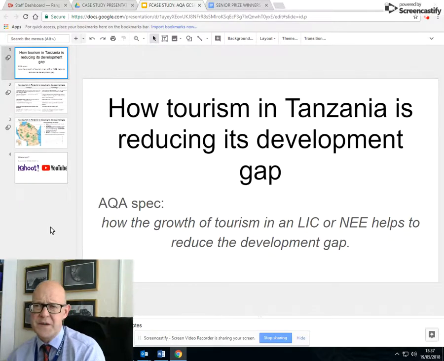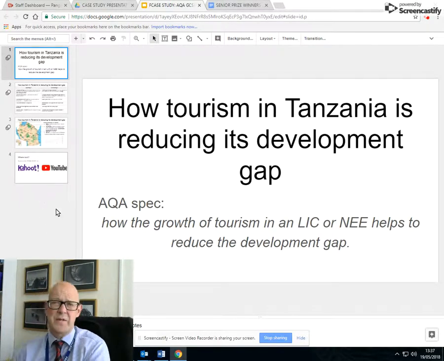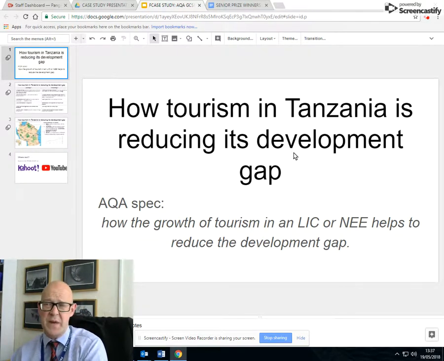Okay, a nice short case study, this one. This is from paper two for economic development, and this is the idea of tourism in Tanzania and how that can be used to reduce the development gap and therefore to increase the quality of life. And it's all about local multiplier effects, essentially.